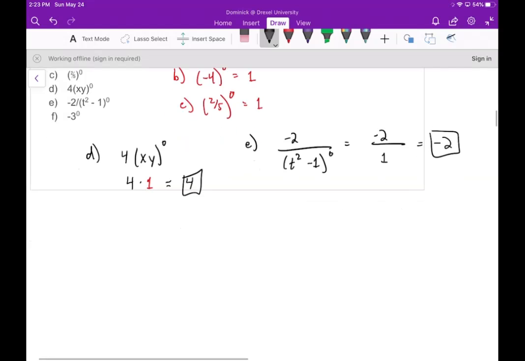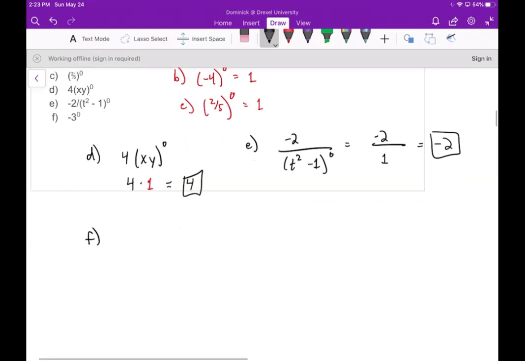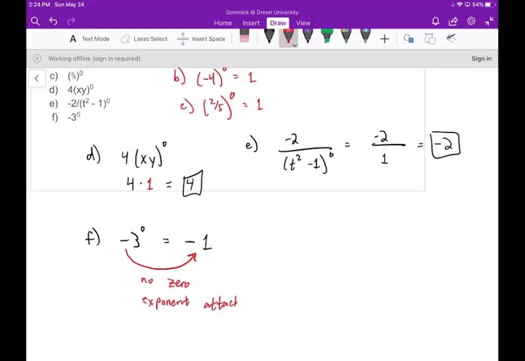Okay, now last but not least, part F is negative 3 to the 0. And here you have to be extremely careful, right? Now the 0 is only attached to the 3. It's not attached to the negative here. So here you have to bring the negative through, and only the 3 to the 0 is going to become 1 there. So this negative has to come through because there's no 0 exponent attached to it. All right, so you have to be a little careful there.